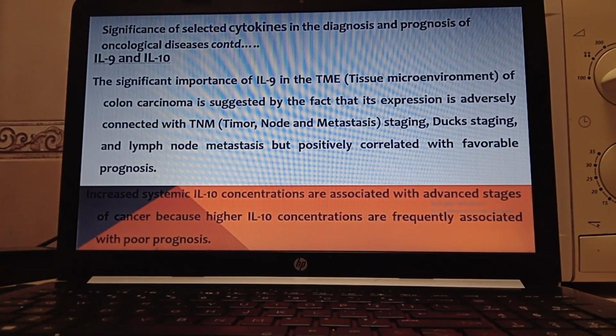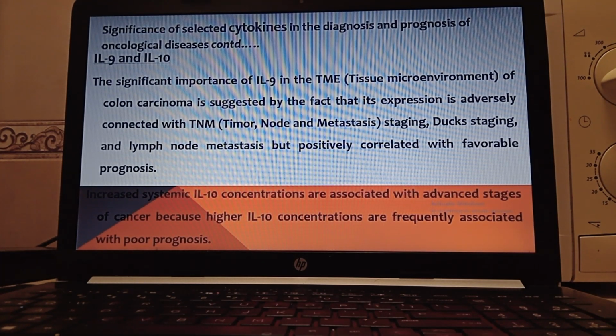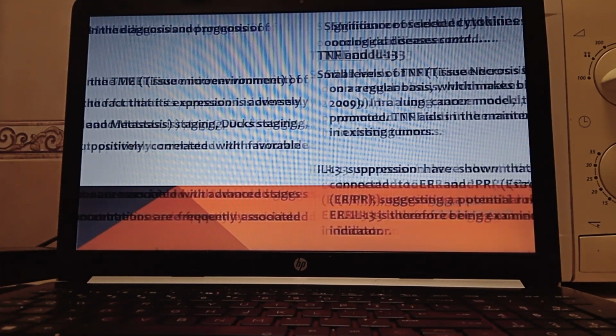Interleukin 9 and interleukin 10. The significant importance of interleukin 9 in the tumor microenvironment of colon carcinoma is suggested by the fact that its expression is adversely correlated with tumor node metastasis staging, DOC staging, and lymph node metastasis, but positively correlated with favorable prognosis. For interleukin 10, increased systemic interleukin 10 concentrations are associated with advanced stages of cancer, and higher levels of interleukin 10 are frequently associated with poor prognosis.